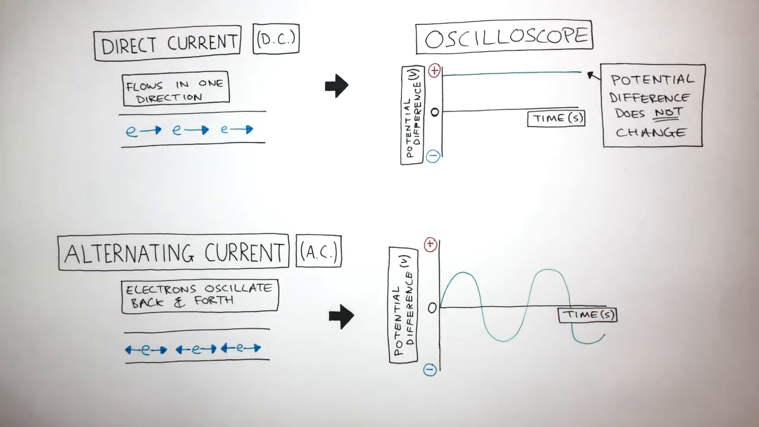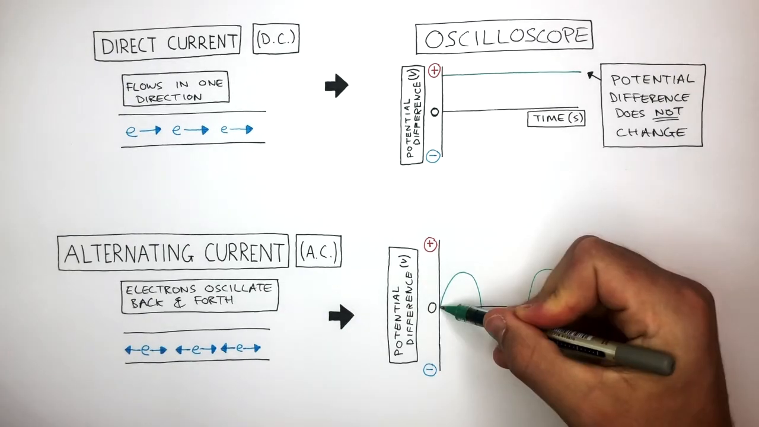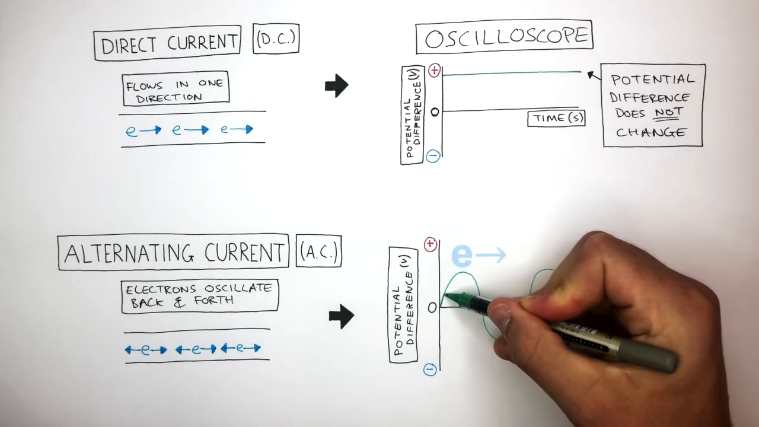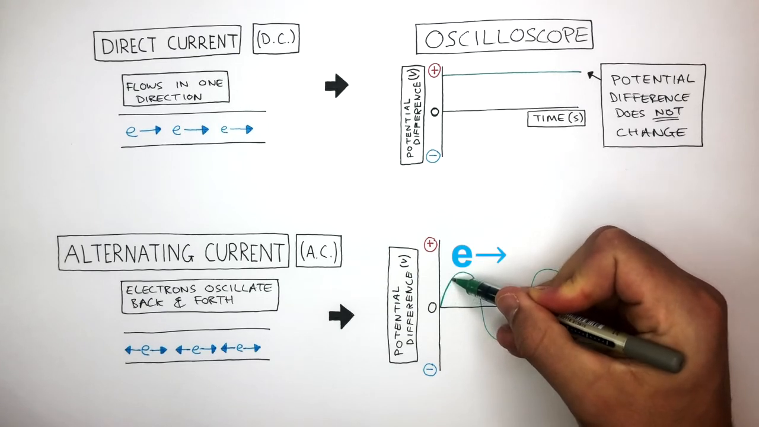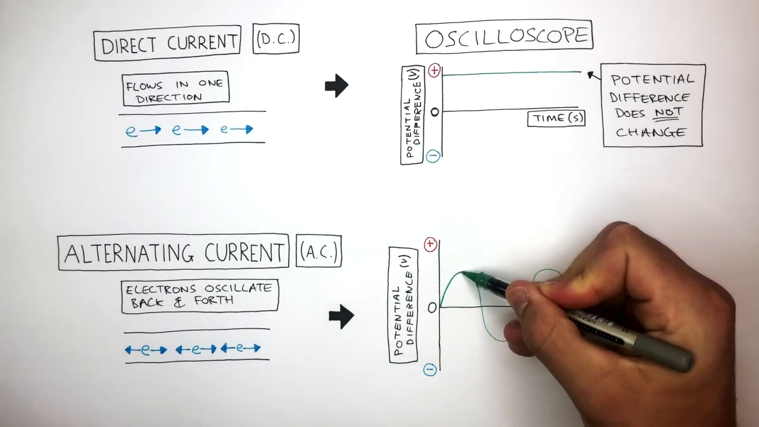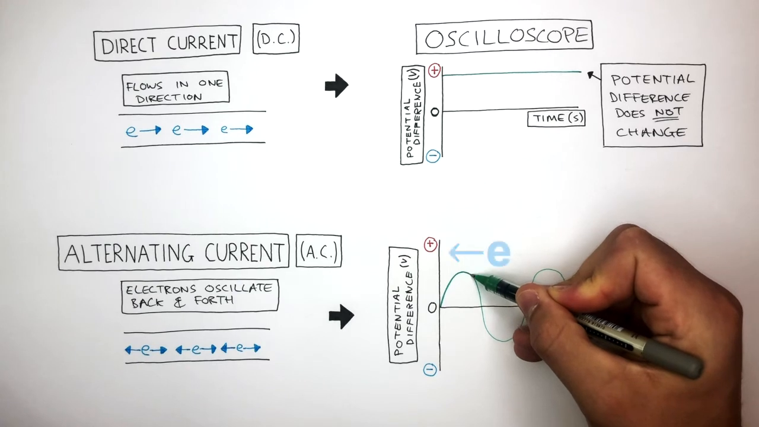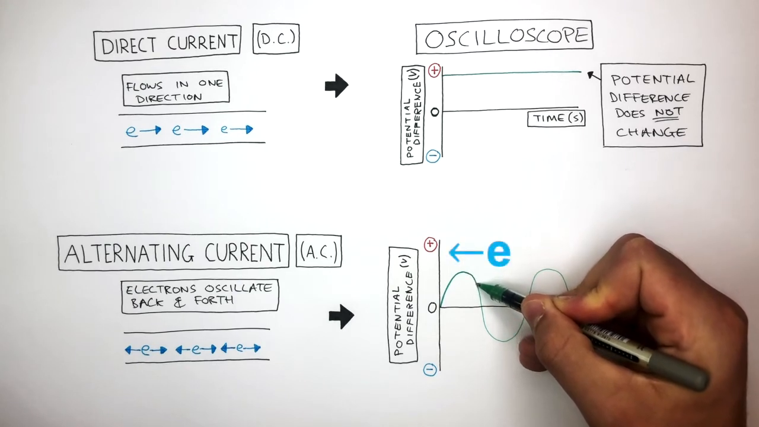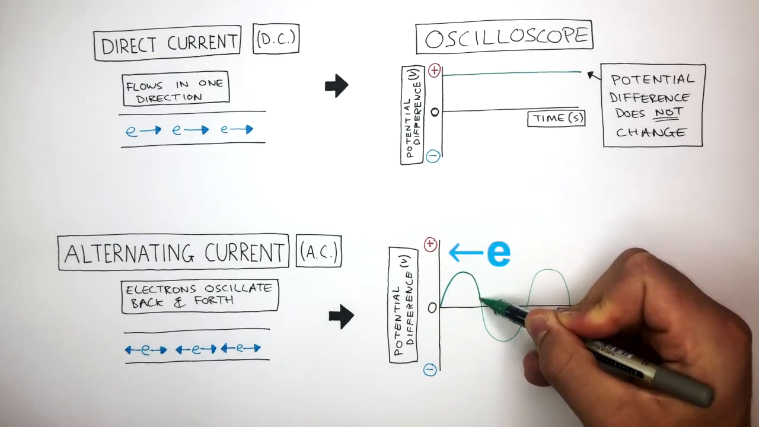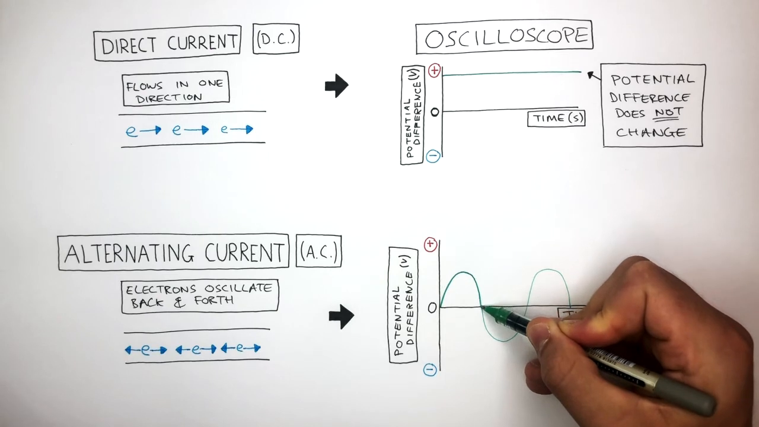This happens over and over and over again. The reason for the shape of this graph is when the potential difference is increasing, the electron is moving forwards. When the potential difference starts to decrease, the electron is moving back towards its original position. When the potential difference is at 0 volts, the electron is back at its normal position.